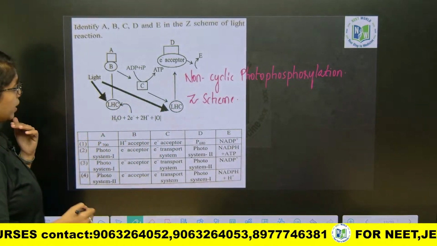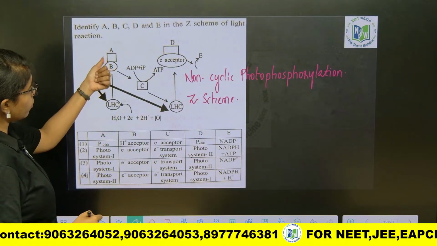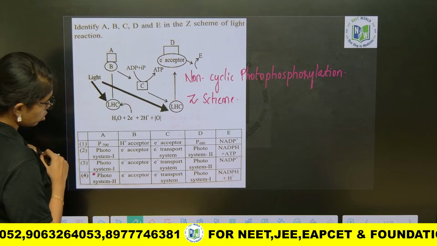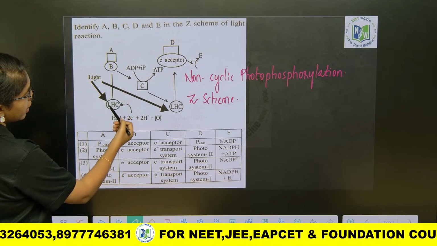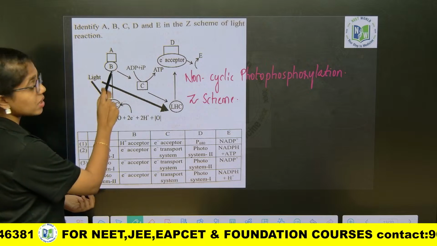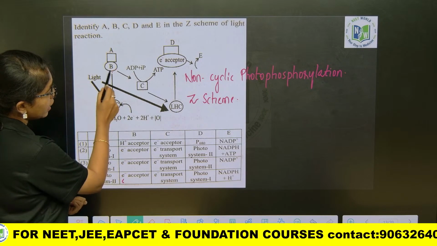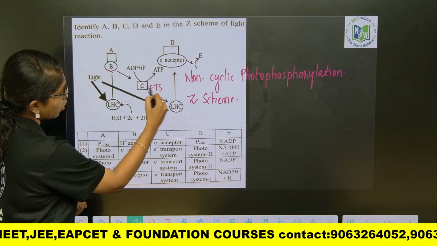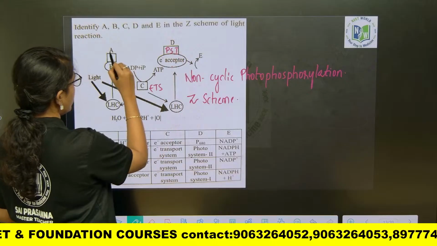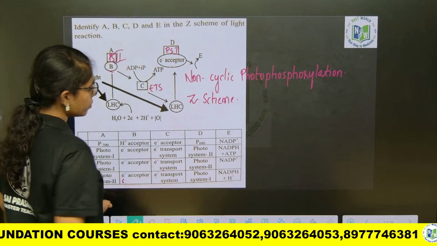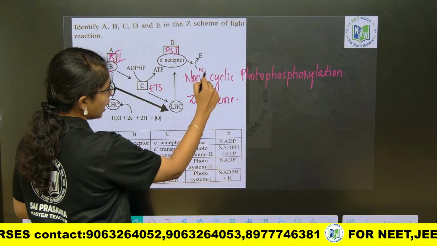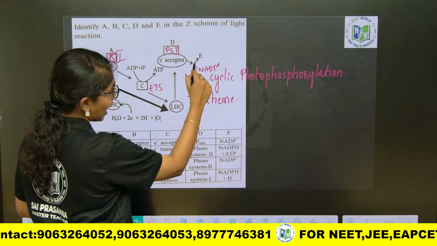Look at it carefully. First, A is what? Photosystem 2. So, A will be photosystem 2. Next you look into B, will be what? Electron acceptor. This is electron acceptor, and then this is what? ETS, electron transport system. Here it is electron acceptor and this is PS1. Here it is PS2. Okay. And the last electron acceptor will be NADP plus, but the arrow is towards this.